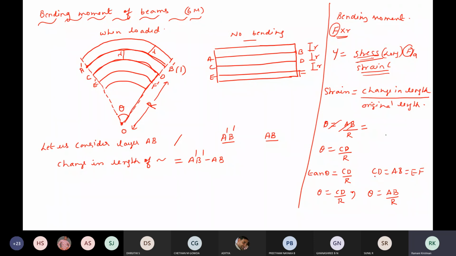Now why I wrote this: when load is not applied, all the layers are same, there's no bending, so CD is equal to AB equal to EF. So what I wrote, theta is equal to CD by R, or theta is equal to AB by R, and theta is also equal to EF by R, which we are not taking now. Right, now I get this, isn't it? So what is AB? AB is R theta. I write from here, AB is equal to R theta.